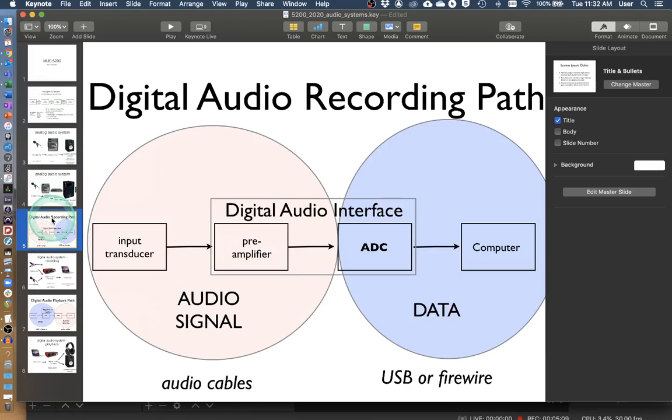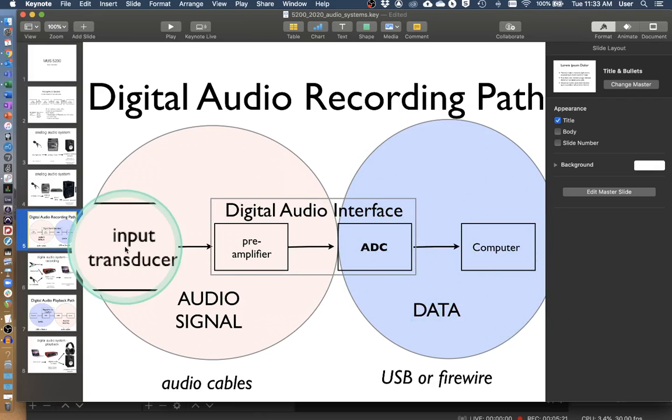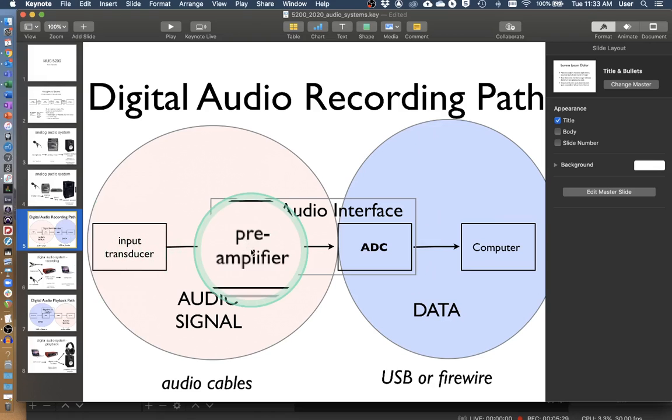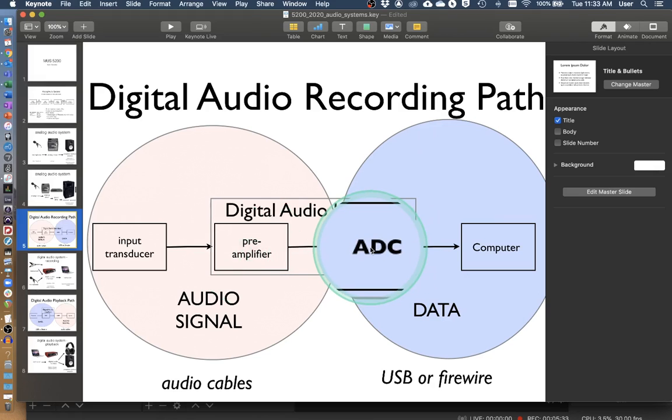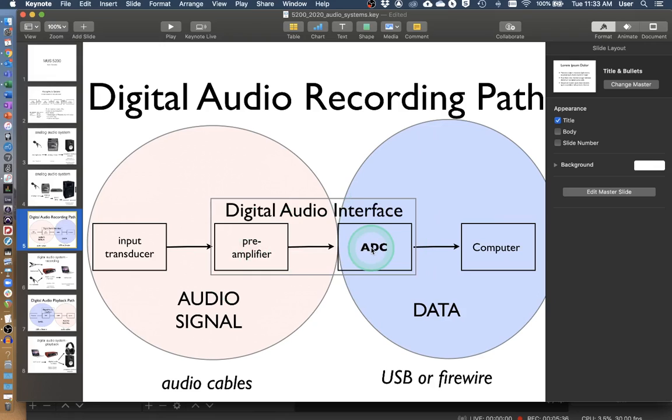The digital realm uses the same basic input and output components, but we are now importing them into a digital realm. So we still have an input transducer that is taking acoustic phenomena and changing it into electricity. And that electrical signal is being sent to a preamplifier, but at some point we have to convert it into data. The digital realm is not electrical, it is a series of ones and zeros, and so we need to change that into data. That's what the digital audio interface does.